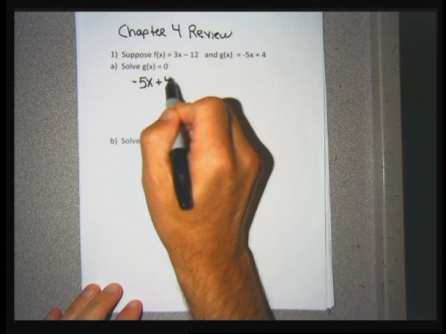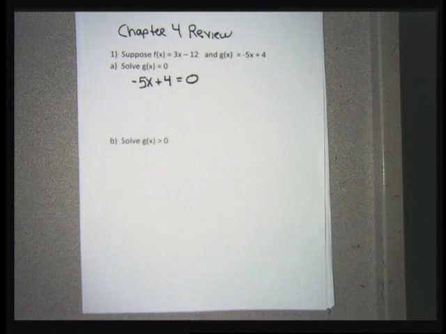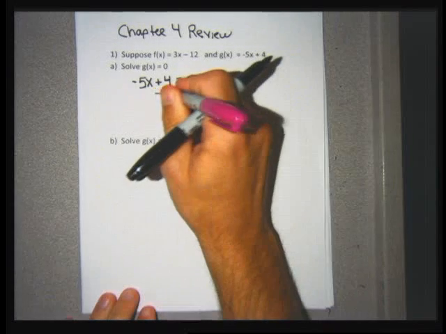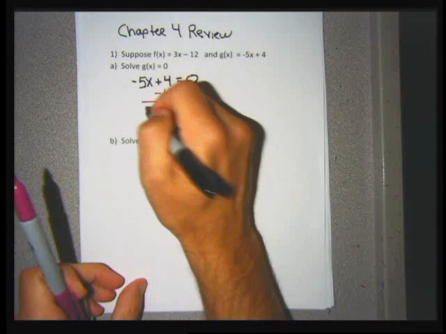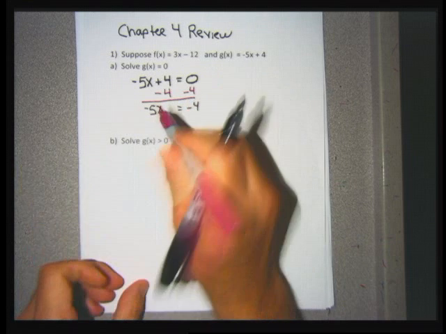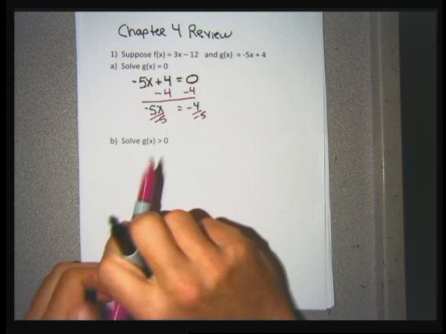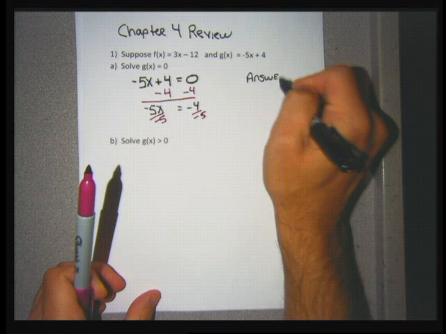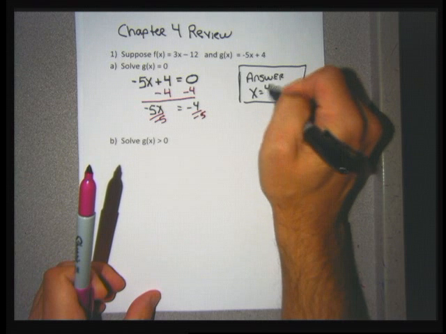Part A of number 1 wants me to take the right side of the g function and set it equal to 0. It takes 2 steps to solve. There's no square, so I don't need to worry about factoring. I'm going to minus 4 from both sides and divide by negative 5. When I minus 4, I get negative 5x equals negative 4, and then I'll divide by negative 5. On the left side, the negative 5's cancel. I'm left with my x. On my right side, I have 2 negatives that cancel to be a positive, and I get x equal to 4/5.